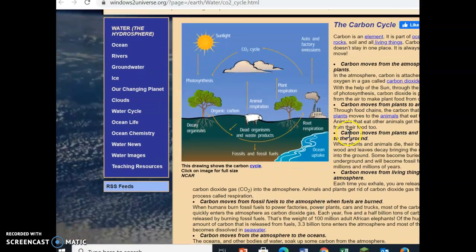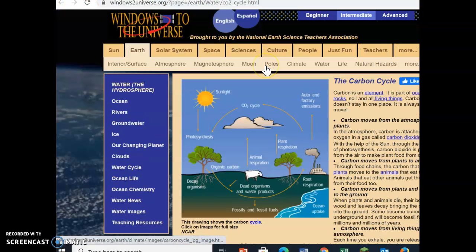Okay, carbon moves from plants to animals through the food chain. Carbon moves from plants and animals to the ground. Read that. Carbon moves from living things to the atmosphere. Read that. All of this is really important stuff, so read your background information there, because later you're going to be making moves from one object to the next or one location to the next, and you want to know why.